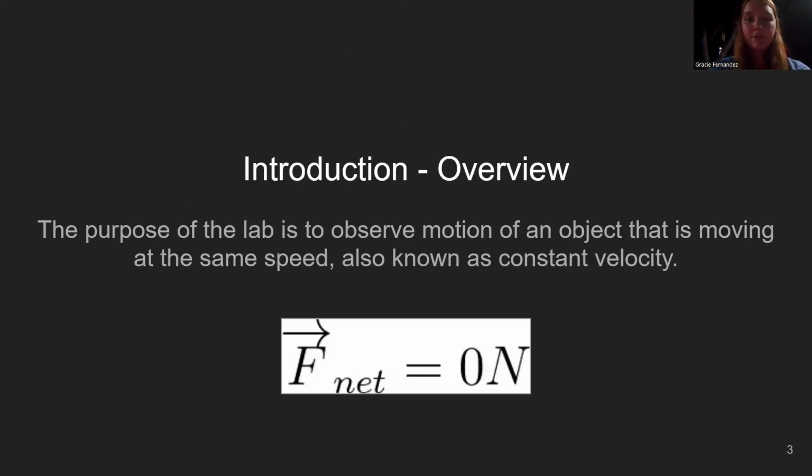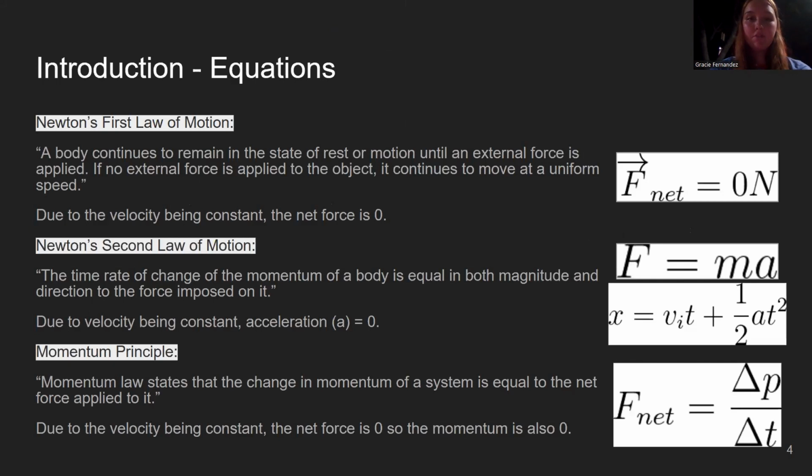The purpose of this lab was to observe the motion of an object that is moving at the same speed and not changing direction. The equations used were Newton's first law of motion, which states that the net force in this lab was zero because the object moves at a uniform speed.